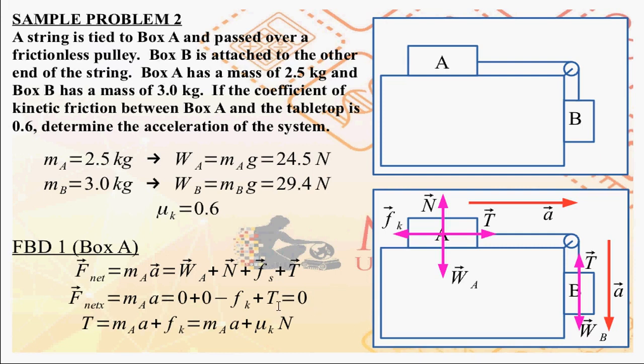Isolating tension, we have T is equal to ma plus Fk. We know the magnitude of kinetic friction to be mu k N. So, T is equal to ma plus mu k N.